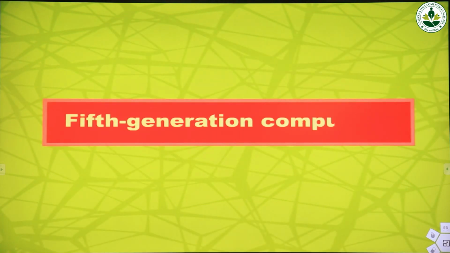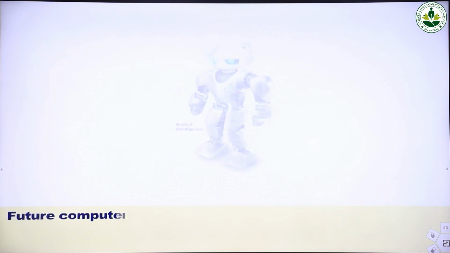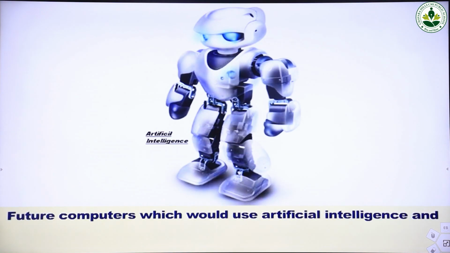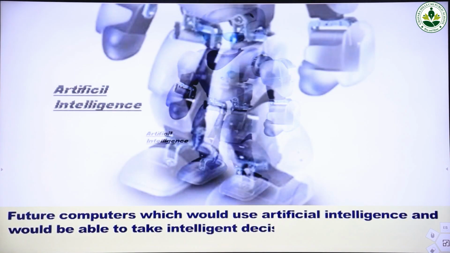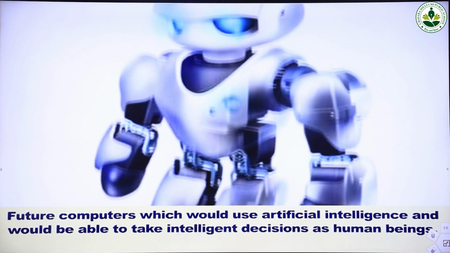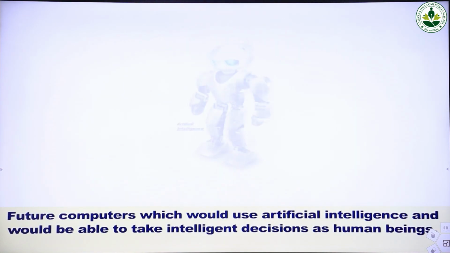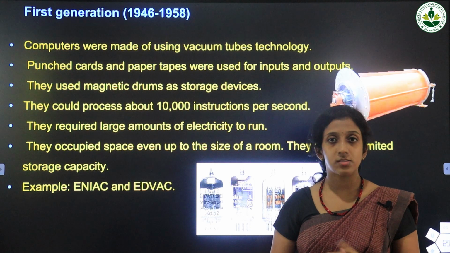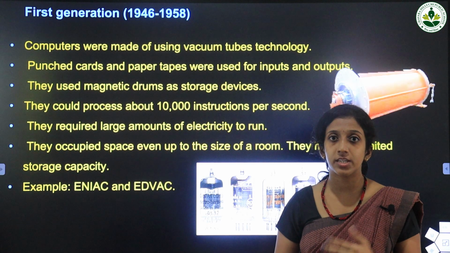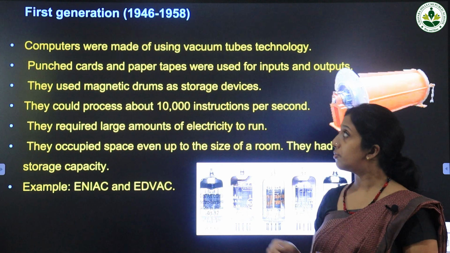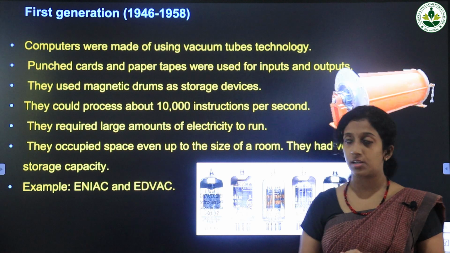The fifth generation computers are the future computers, which would use artificial intelligence and would be able to take intelligent decisions like human beings. Okay, so you have watched a video, and in that video you have seen the different features of the 5 generations.